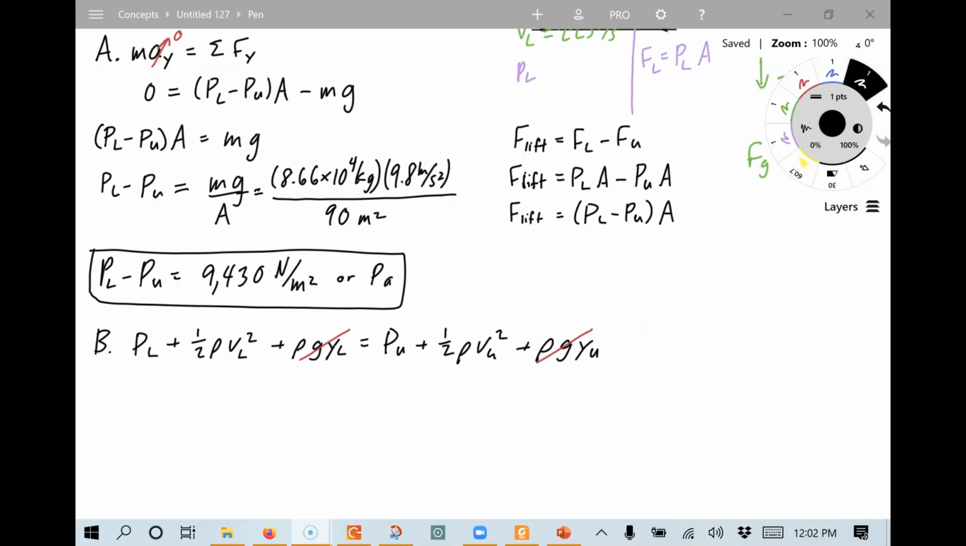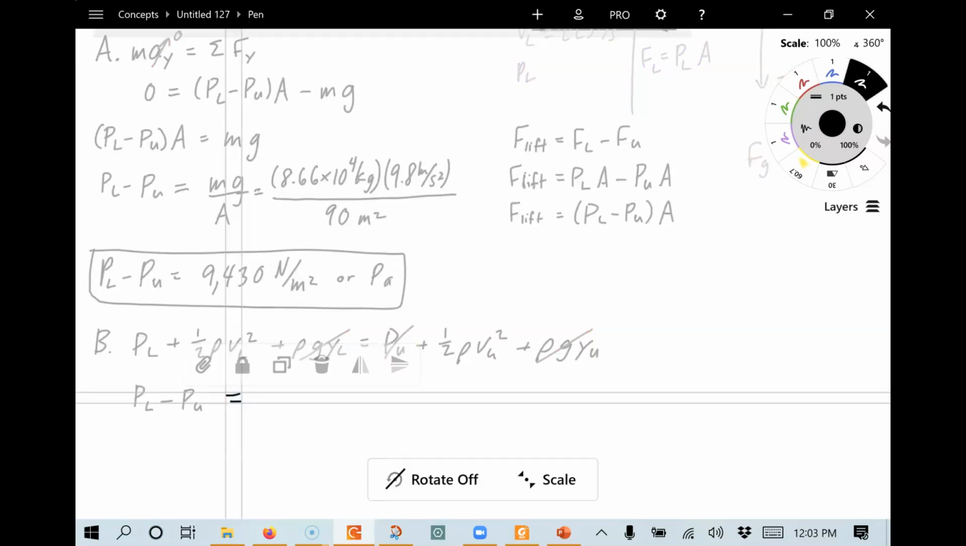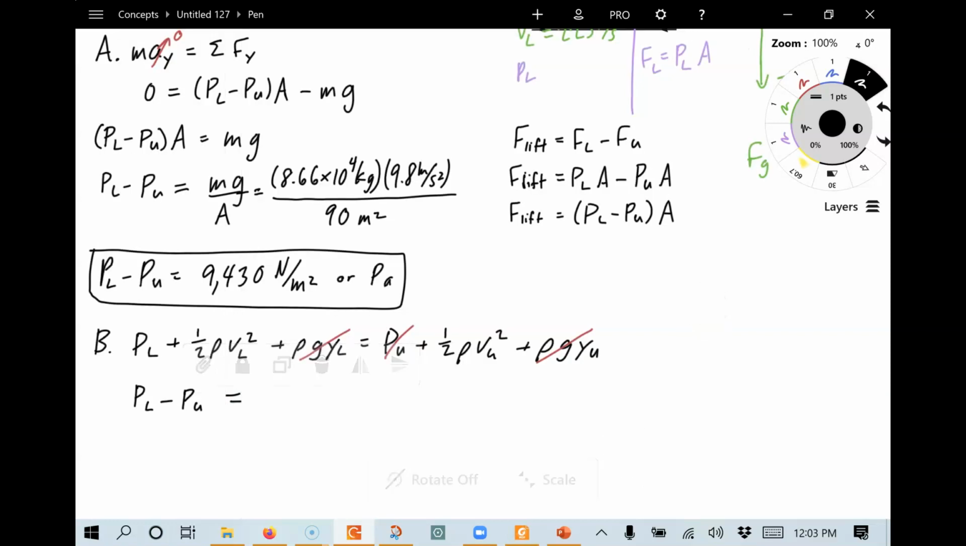So let me do some math here. I'm going to go ahead and subtract the PU from both sides, so that's going to be gone here. And let me go ahead and write this. We're solving for the V upper, so let's leave this here as plus 1/2 rho VL squared is equal to 1/2 rho V upper squared, right?